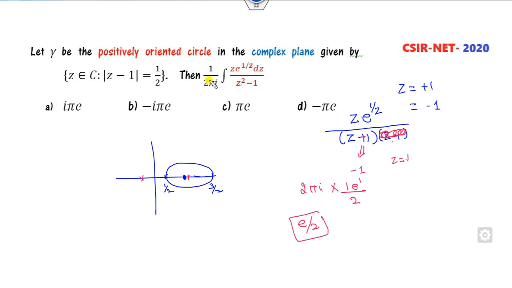It's a pi, so I think there is no 2 pi iota, otherwise it would not be there. So what is that? This is pi e iota. I think there is a typing error from my side; there should not be a 2 pi iota. So pi e iota is the right answer.